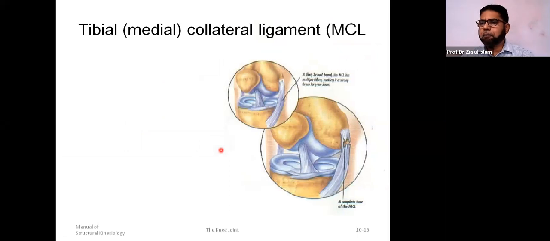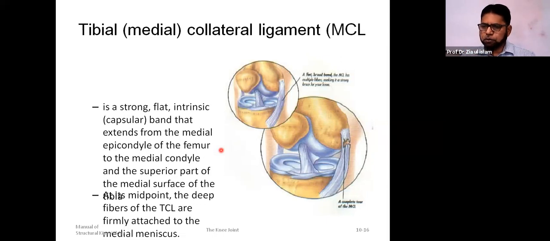Now we come to the medial collateral ligament and tibial collateral ligament. Obviously, the medial collateral ligament and tibial collateral ligament are joining the medial condyle of the femur with the medial condyle of the tibia. These two join medially by this collateral ligament, so that is the tibial collateral ligament.